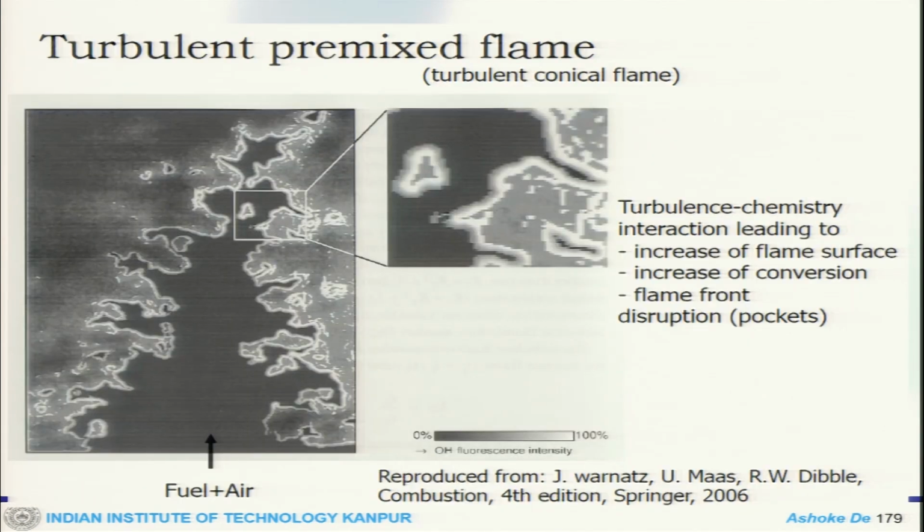So this picture we have seen, what happens in a turbulent flame front. You see a lot of wrinkles like this, and this is because of your eddies, and these eddies allow this flame surface to wrinkle like that. So this turbulence chemistry interaction leads to an increase of flame surface, so an increase of conversion, that means heat release will increase. So not only will the surface increase, volumetric heat release will increase, at the same time there could be some disruption of the flame front.